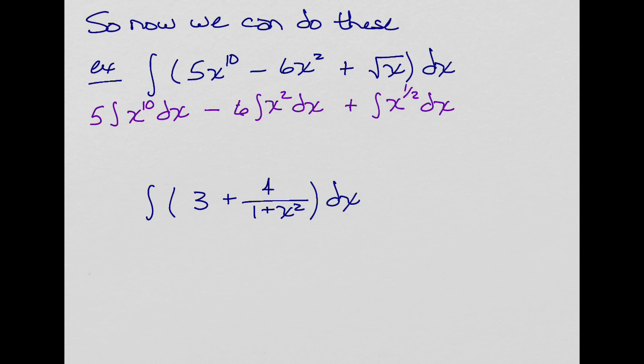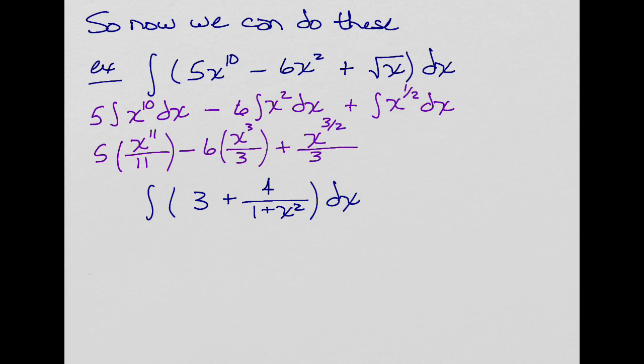Now, these are all power functions, so I can use the power rule on each one. Got my 5 out here. Antiderivative for x to the 10th is x to the 1 higher power over that new power. And then I have minus 6 times the antiderivative of x squared, which is x to 1 higher power divided by that new power, plus, and let's see, 1/2 plus 1 is 3/2, over 3/2, constant of integration.